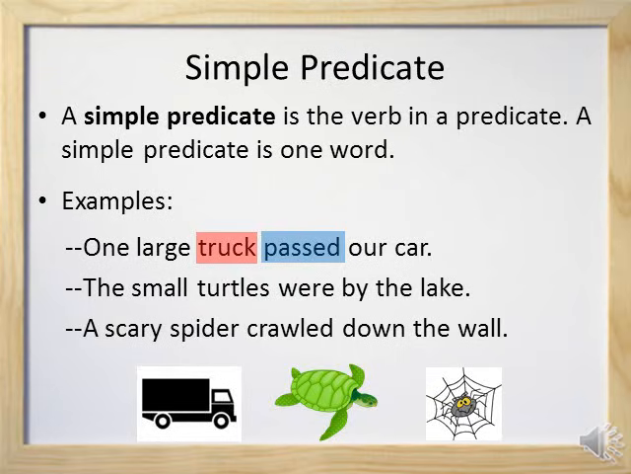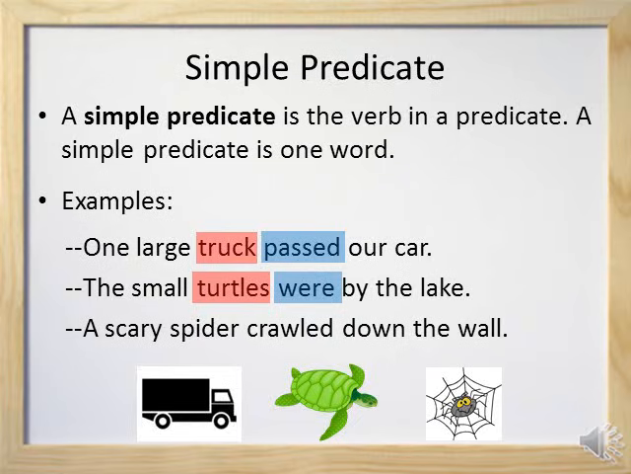Next, the small turtles were by the lake. Again, let's start by identifying the simple subject, or the one word that tells us who or what this sentence is about. Turtles. Turtles is the simple subject. Now, to find the simple predicate or verb, we ask the question, what action did the turtles do? What were the turtles doing? They were by the lake. The action word or verb in this sentence is were. It is also the simple predicate.